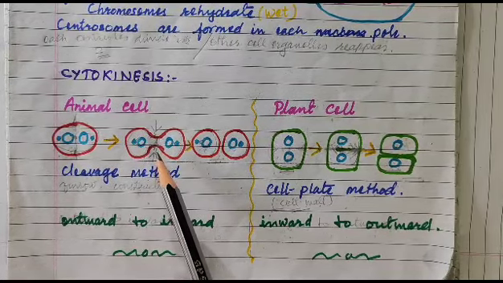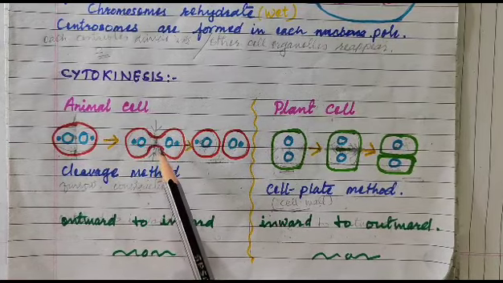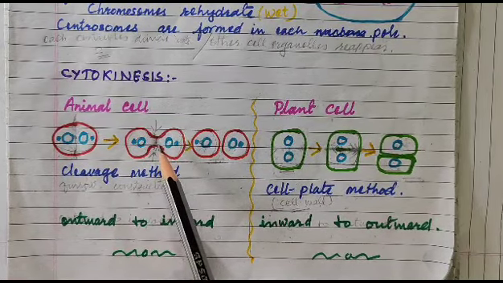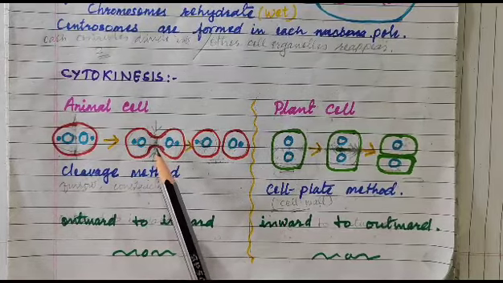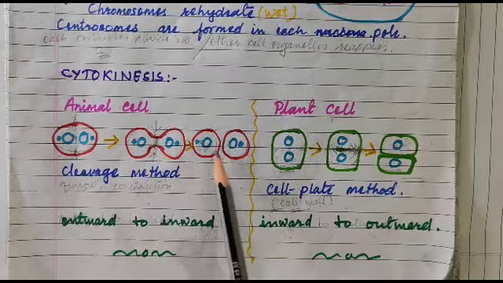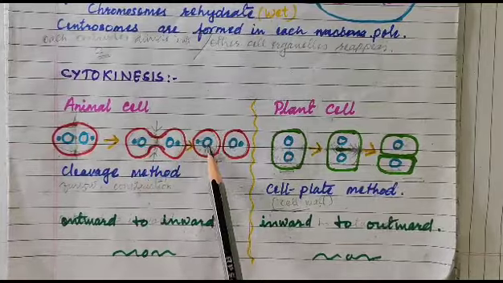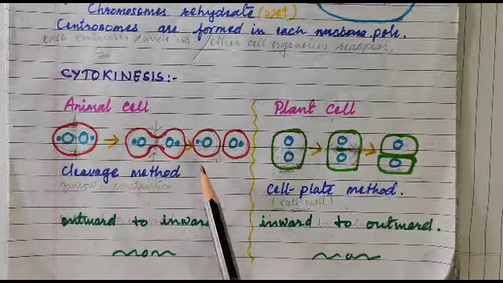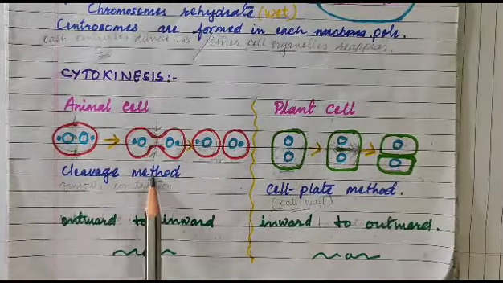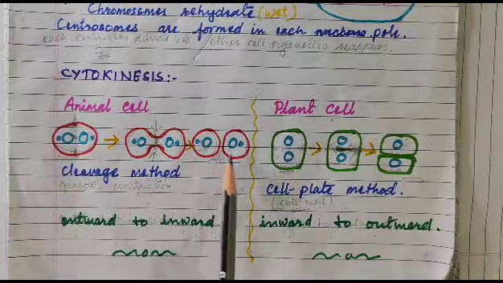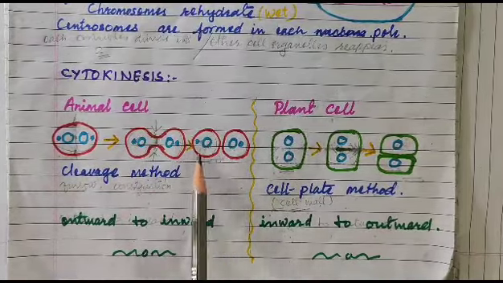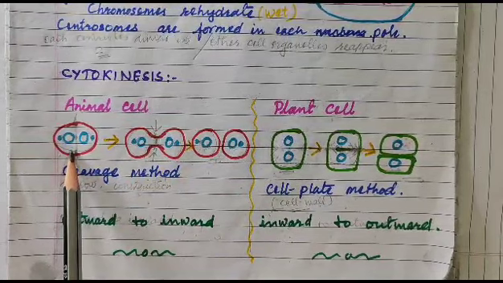Okay, so plasma membrane breaks at the point where 2 cleavages meet with each other, and the cytoplasm gets divided into 2 parts. Each part will be containing a nucleus, right? So this is cleavage method. So here form 2 different cells, 2 daughter cells from a single cell.